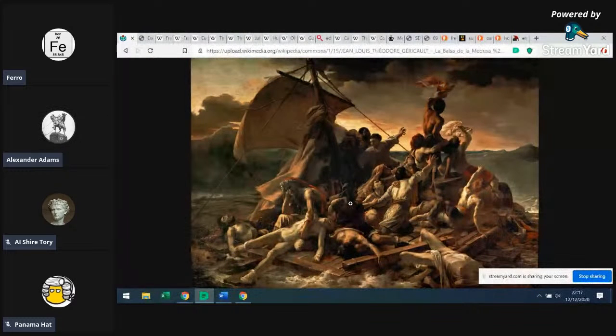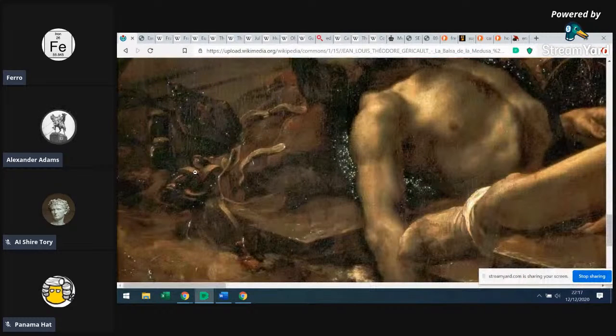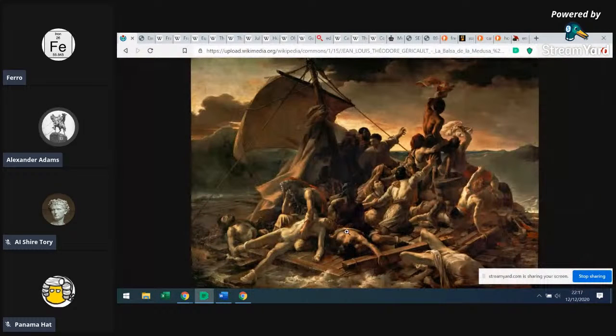So obviously this is a moment of high drama. It's a moment of action. It's a fantastic way of depicting all these bodies, the anatomies and so forth. So it was a tour de force.